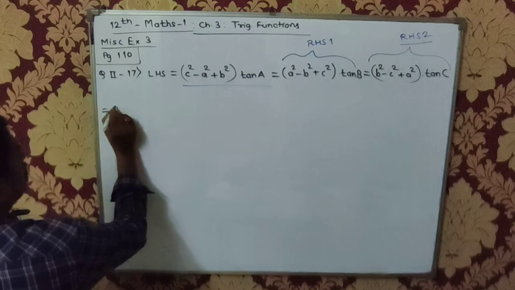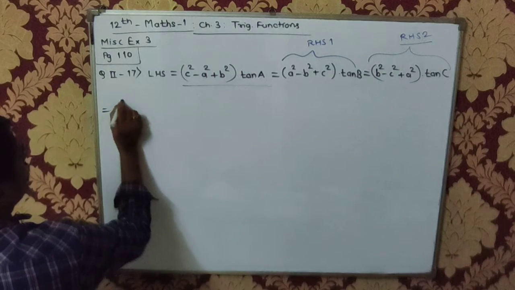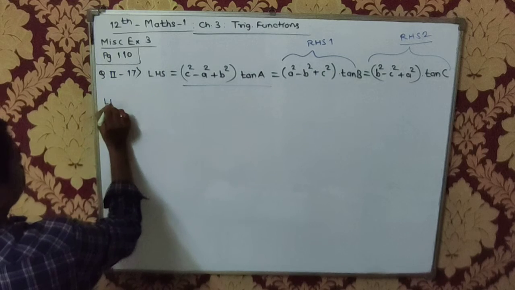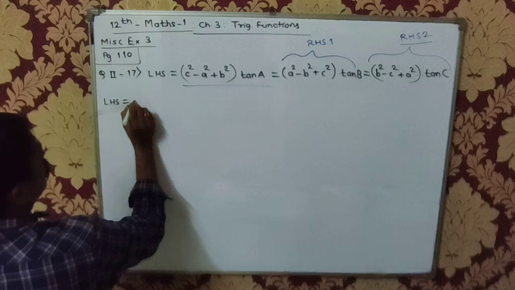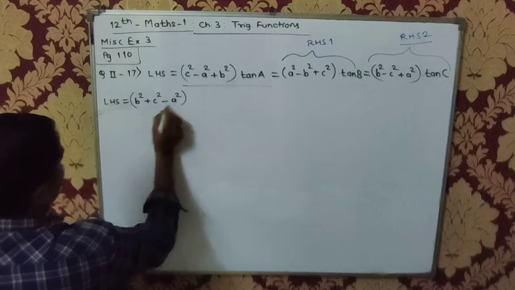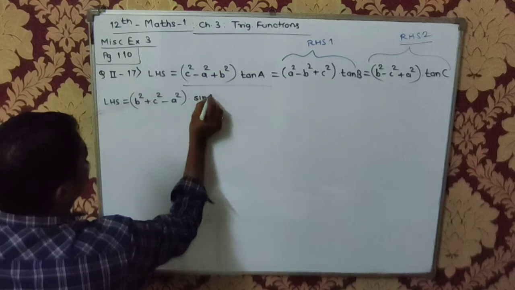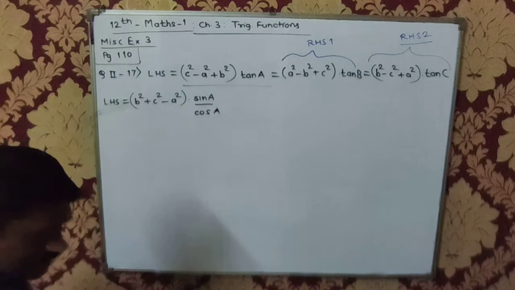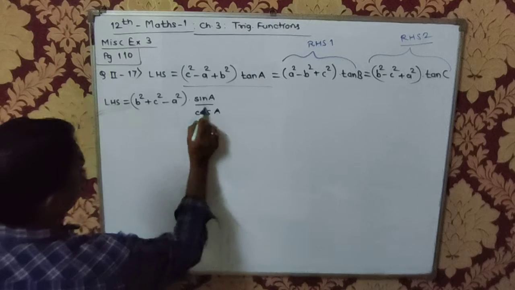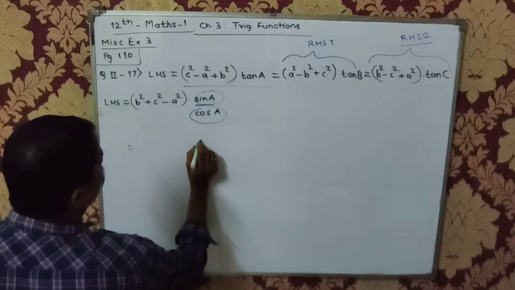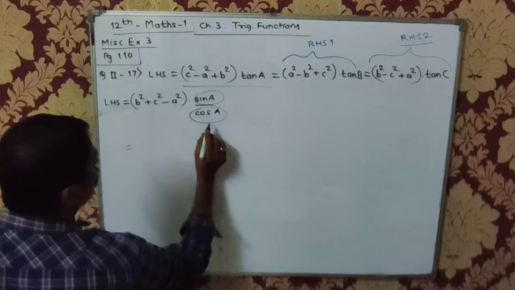I'll write this as, मैं इसको लिखूंगा, let's say LHS is equal to b square plus c square minus a square. tan a को लिखूंगा sin a upon cos a. Now I will use sine rule for the numerator and cosine rule for the denominator. इधर sine rule use होगा, तो sin a is equal to a into k.